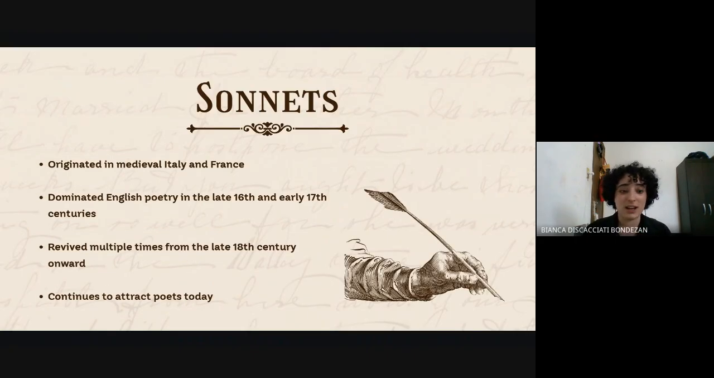Italy and France, and it dominated English poetry in the late 16th and early 17th centuries. And it is still very popular. It's still a very popular form of poetry, so it's still used nowadays, even though it is very old.